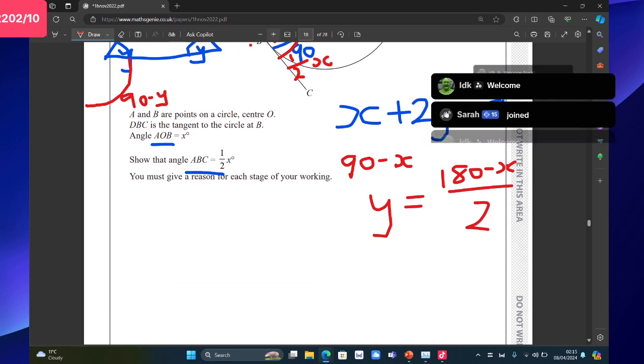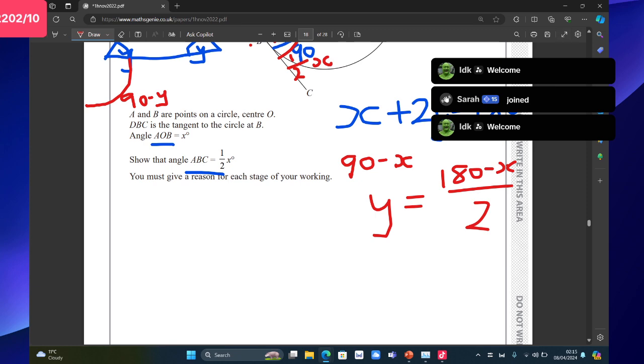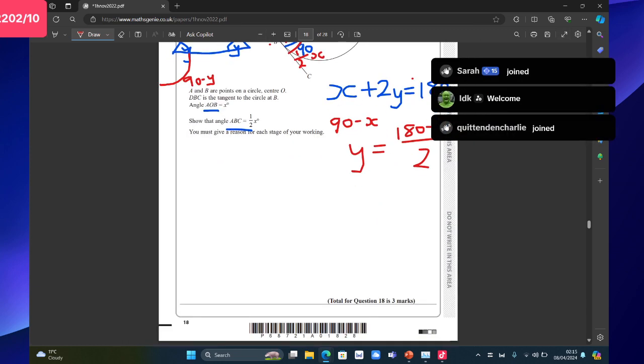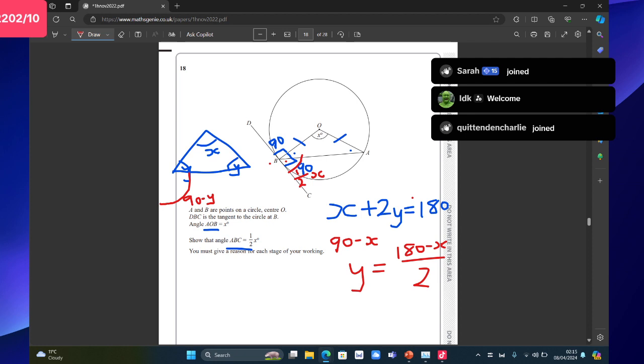If we just zoom out here for a second and scroll back up. So we're asked to show this angle here has to equal half x. So A, B, C.